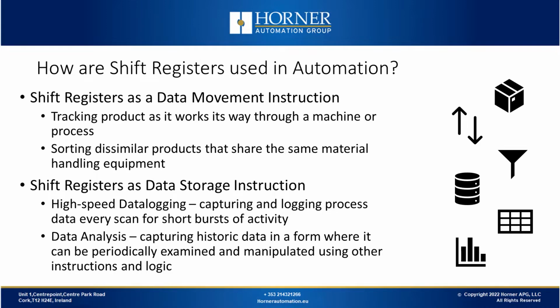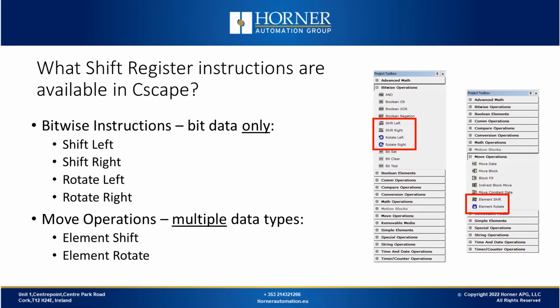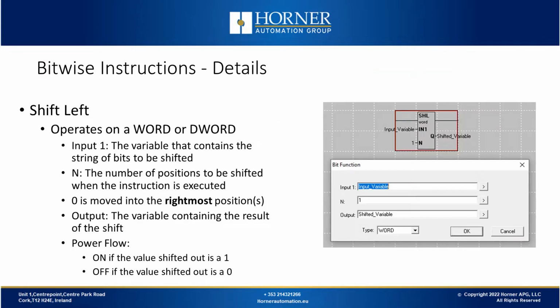What shift register instructions are available in Cscape? First, you have Bitwise instructions, which you can find under Bitwise operations in the project toolbox. Under Bitwise operations, we have 4 instructions that come under the topic of shift registers. Those are shift left, shift right, rotate left, and rotate right. If you also look under move operations, you'll see we have element shift and element rotate, which are also applicable to today's topic. Let's look in more detail at those bitwise instructions, starting with a shift left.